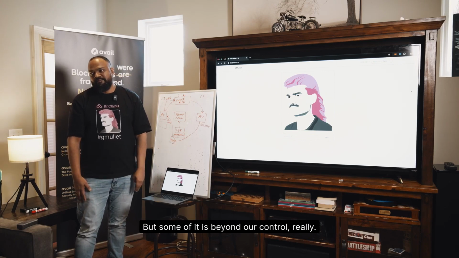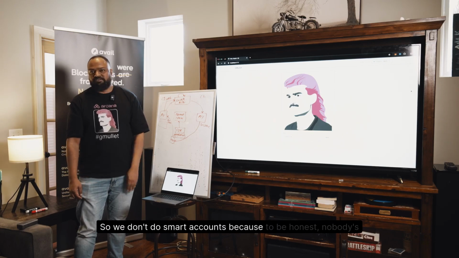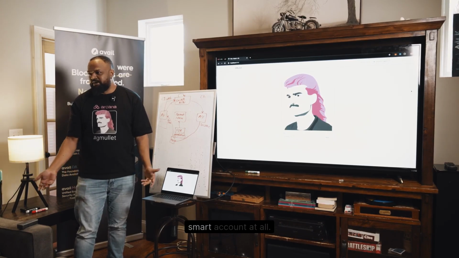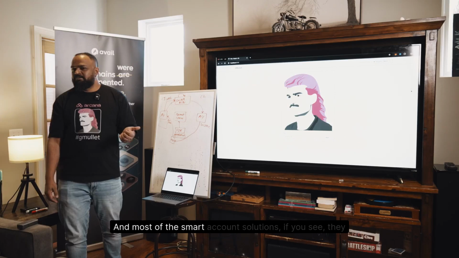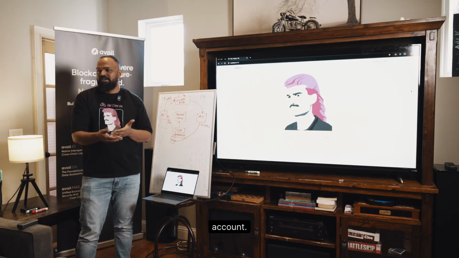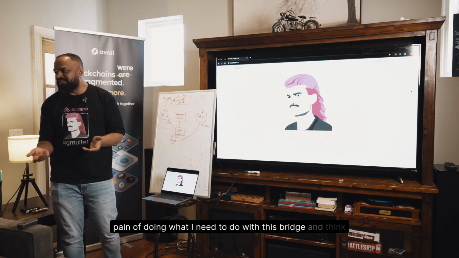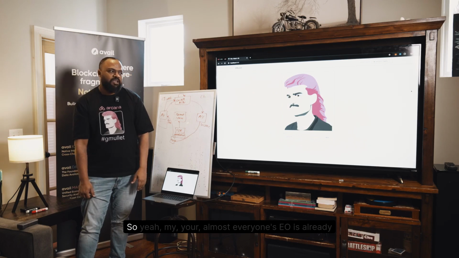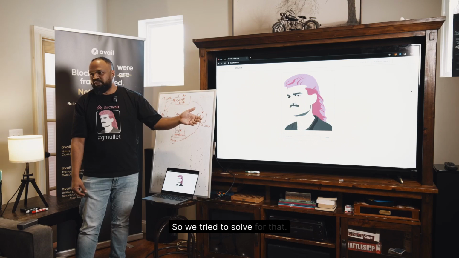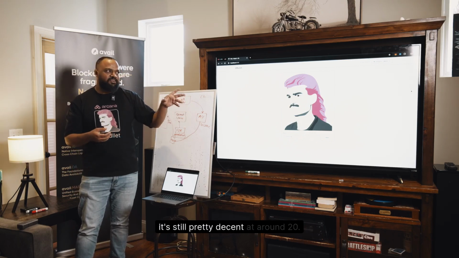And all of this is pure EOA. We don't do smart accounts because, to be honest, nobody's smart account is fragmented, if you have a smart account at all. Most of the smart account solutions require you to first move funds into a brand new smart account. If you're doing that, I might as well just go through the pain of doing what I need to do, which is bridge and things like that. Almost everyone's EOA is already fragmented, so we try to solve for that. Which is why you don't get a magical 5-second time, but it's still pretty decent at around 20.